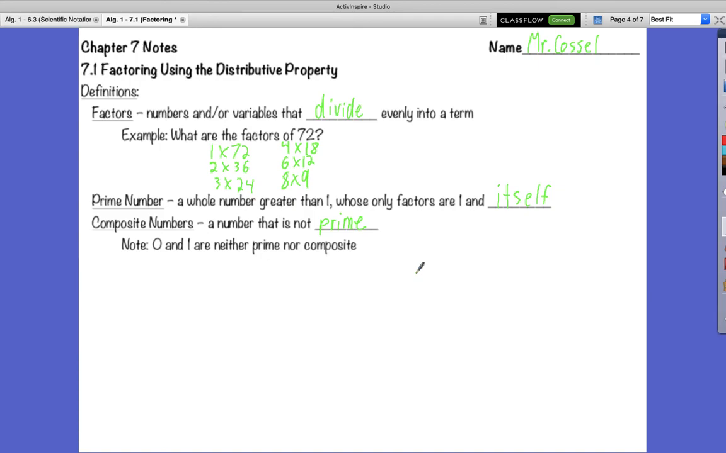So, a little note, 0 and 1 are neither prime nor composite. They're considered to be neither of them. Just by your definitions of prime and composite, 0 and 1 are excluded. 1 is not a prime number. Technically, in this case, these are left out.